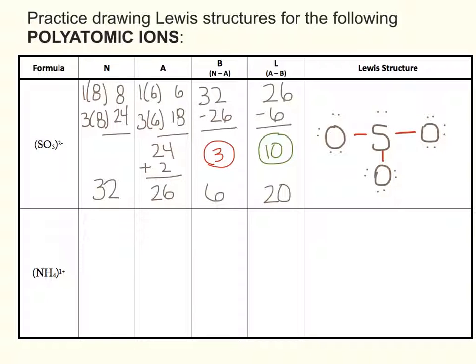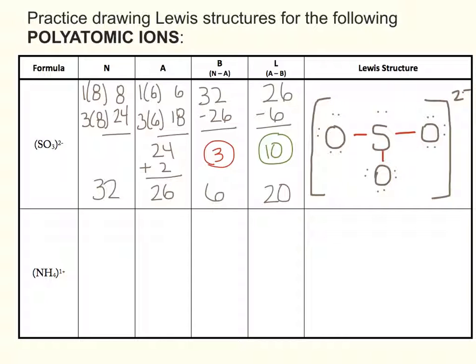Again, because it's a polyatomic, we're going to treat it a little bit differently. We have to indicate that this is a charged atom. So as we did in our last unit on ionic compounds, we're going to put brackets around the structure and add the charge, which is a 2 negative.